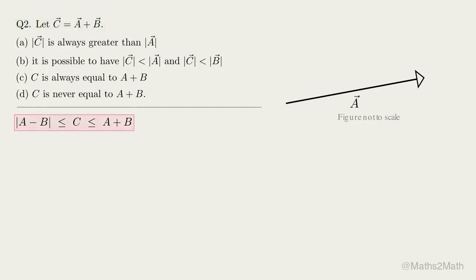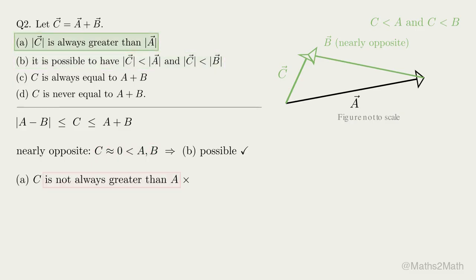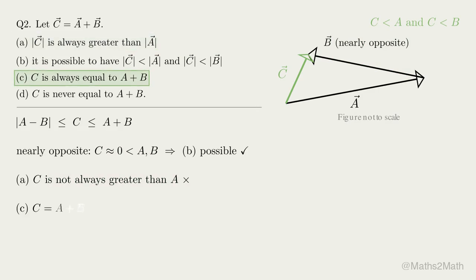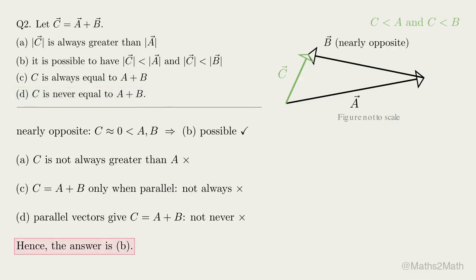The magnitude of a vector sum ranges between the difference and the sum of the magnitudes, depending on the angle. Two nearly opposite vectors nearly cancel. C can be smaller than both A and B, so option B is possible. And since C can be smaller than A, option A's always greater claim is ruled out. C equals A plus B in magnitude only when the vectors are parallel, so always is wrong. But parallel vectors do achieve it, so never is wrong too. Hence, only option B is correct.